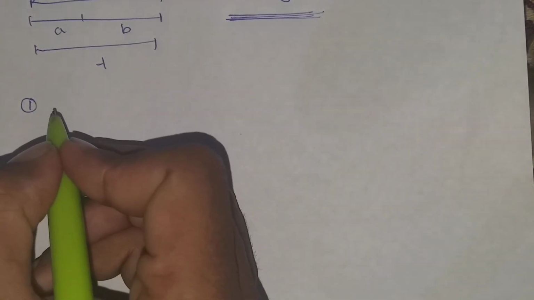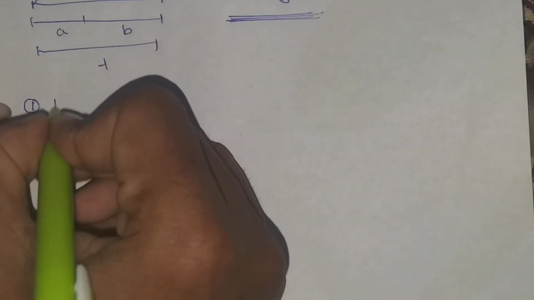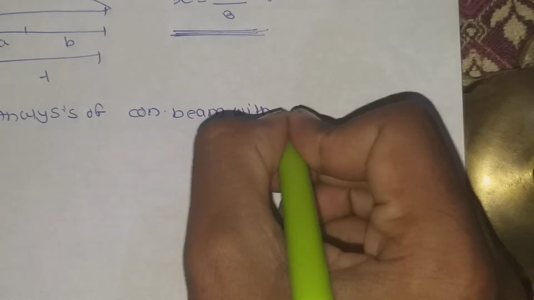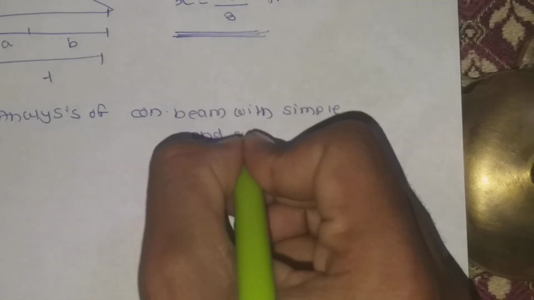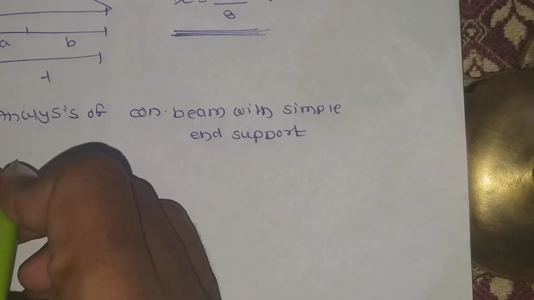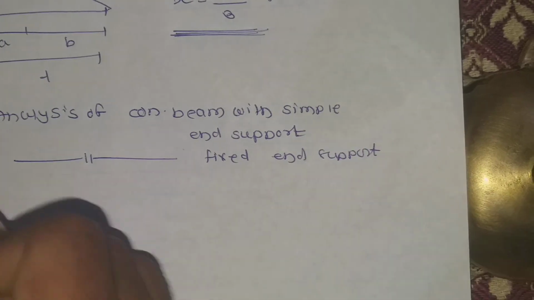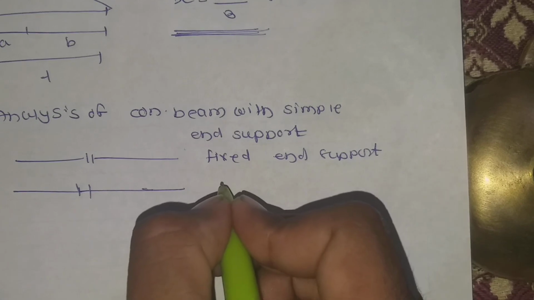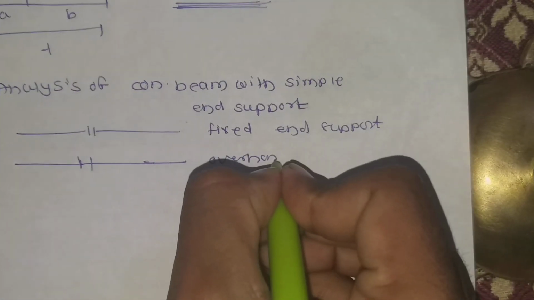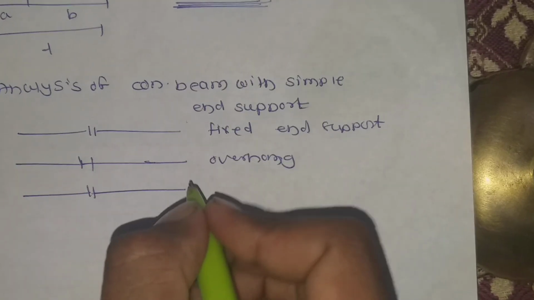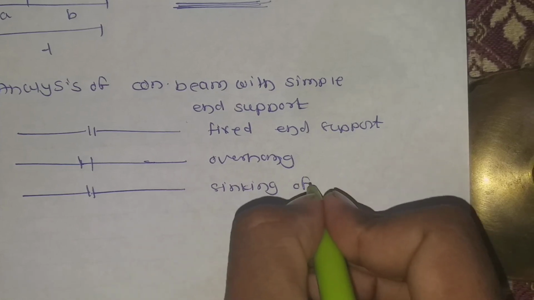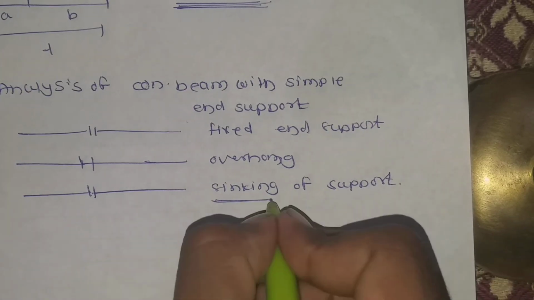So Clapeyron's theorem is basically analyzed in four different types. First, analysis of the continuous beam with simple end supports. Second, analysis of the continuous beam with fixed end supports. Third is the analysis of the continuous beam with overhang. And fourth is the analysis of the continuous beam with sinking of support. Sinking means the support sinks by a few mm.